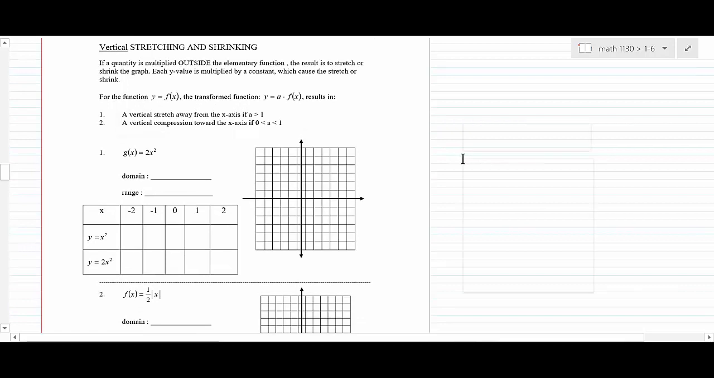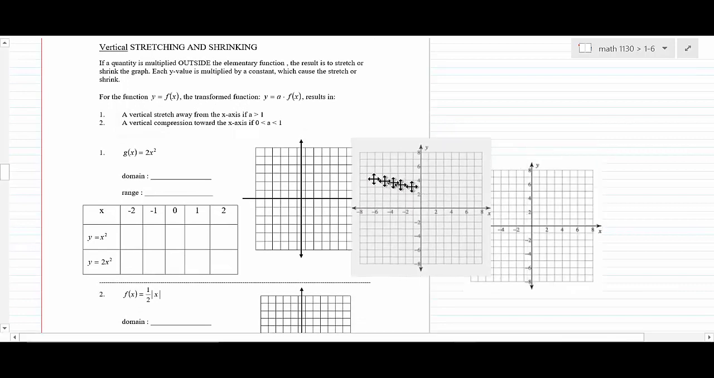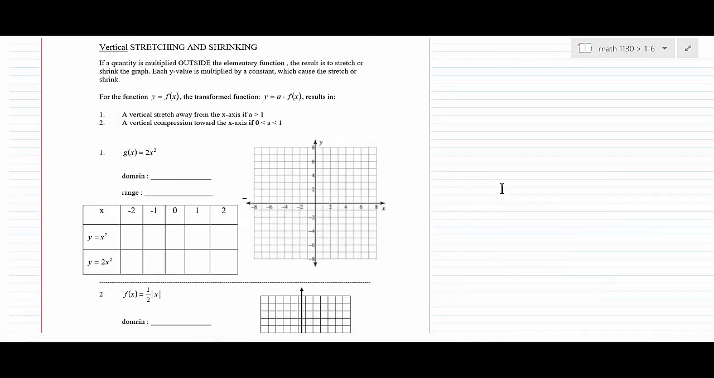So when I do this, again, we're going to do an elementary function. On this one, we're going to start by doing x squared. Again, you just fill this out in your head. All you do is just square those x values. So that would be 4, 1, 0, 1, and 4 like that. That'll give you the parabola. So I want to go ahead and get that plotted.